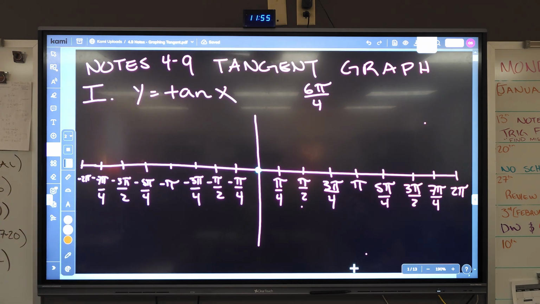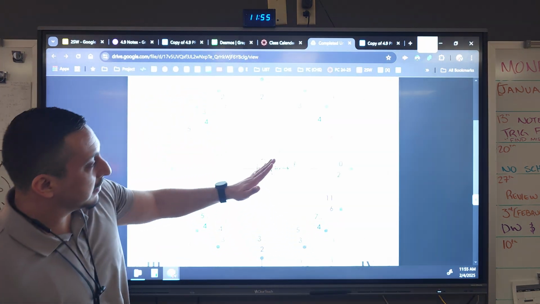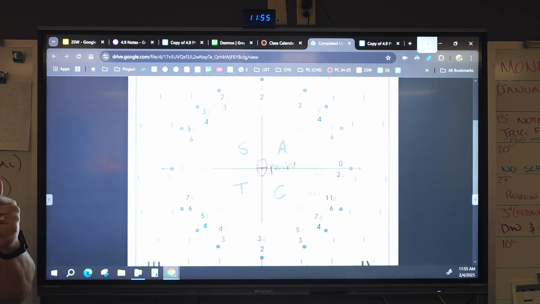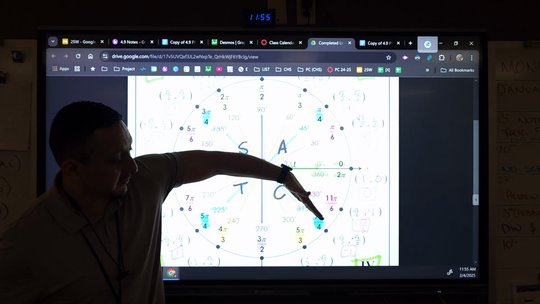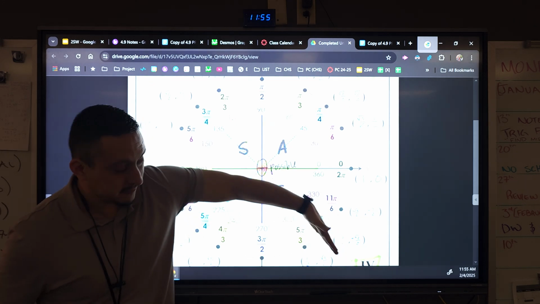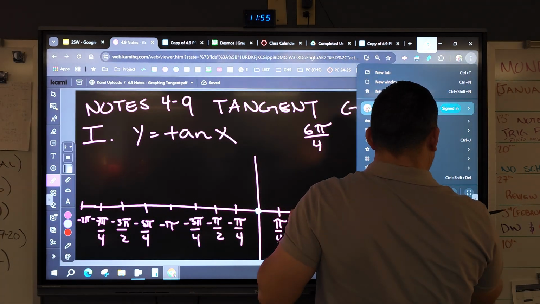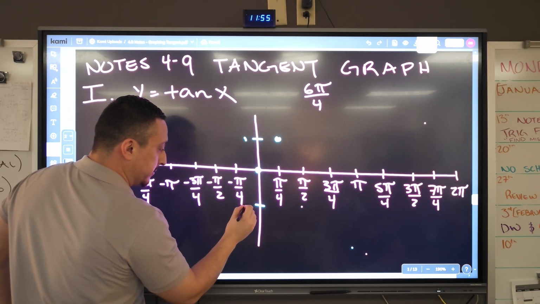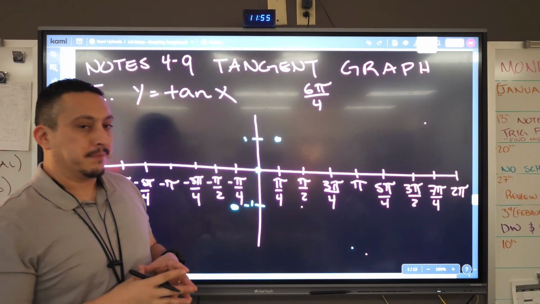It is 1. I just want to make sure you get it. Look, guys, right here at pi over 4, the tangent value is 1. Now we're going to go negative pi over 4, so go backwards. What's the tangent value there? Negative 1. So it's the same if you go forwards or backwards. So this one is 1, and this one is negative 1. Okay, what is the tangent? Look carefully. What's the tangent value at pi over 2?